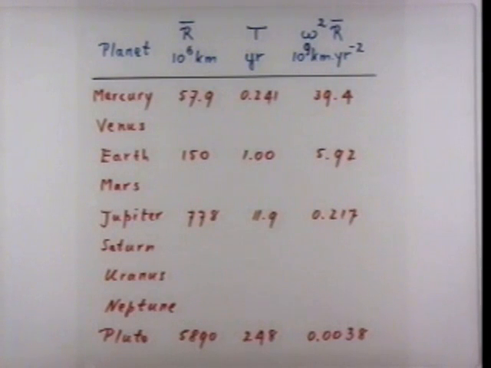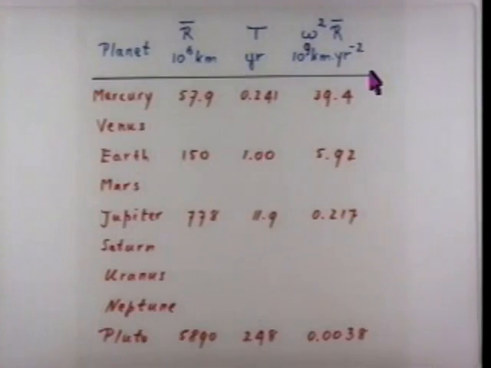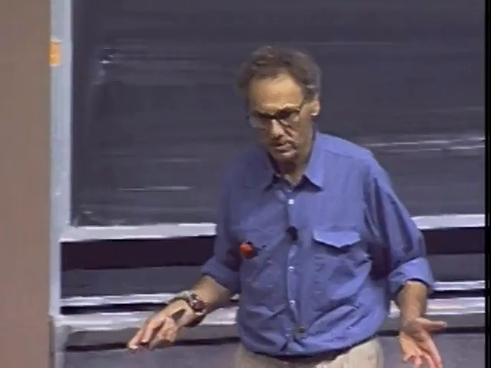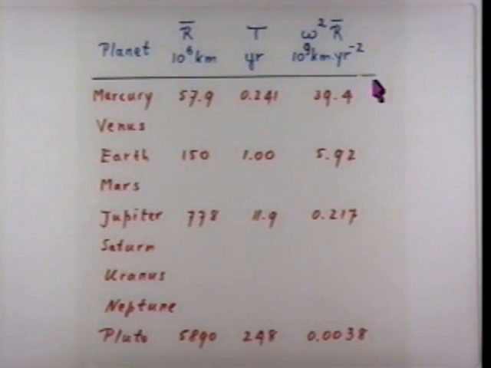Then, since I know the periods, I can calculate omega. Omega is 2 pi divided by T, so I know omega. And then I take omega squared times the mean distance to the sun, and this is, of course, the centripetal acceleration. So the planets experience this centripetal acceleration in some crazy units, but who cares about the units here? And notice that Mercury, which is 100 times closer than Pluto, has a centripetal acceleration which is 10,000 times larger than Pluto. 100 times closer has a 10,000 times larger centripetal acceleration.